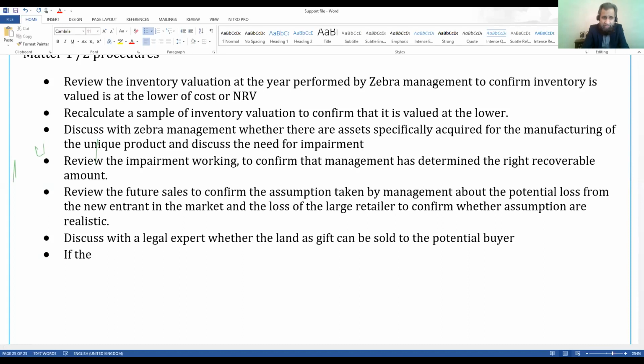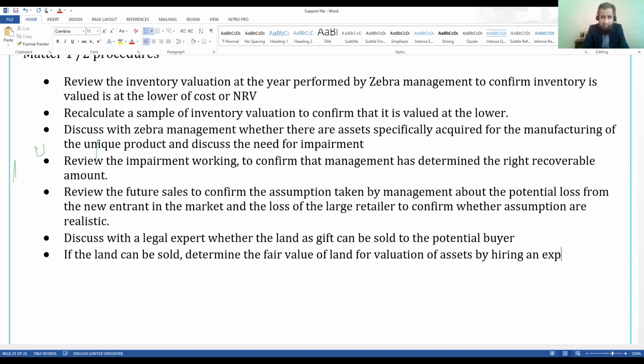If the land can be sold, determine the fair value of the land for valuation of assets by hiring an expert. So you can hire an expert and the expert can confirm what the valuation of the land is. So a lot of procedures can be put in.